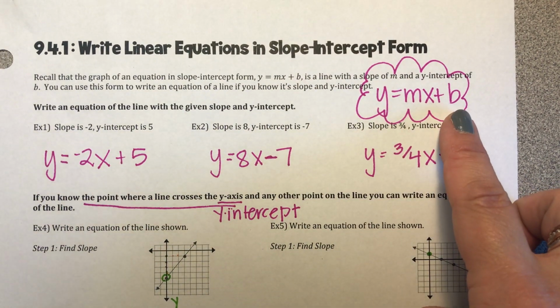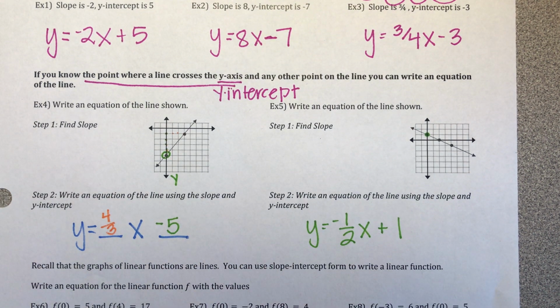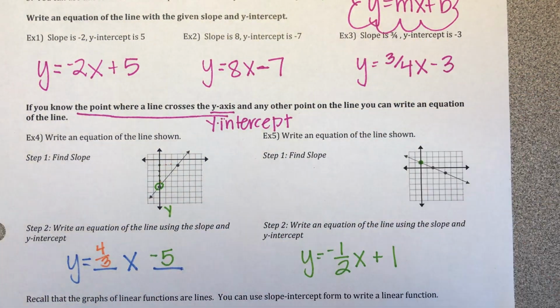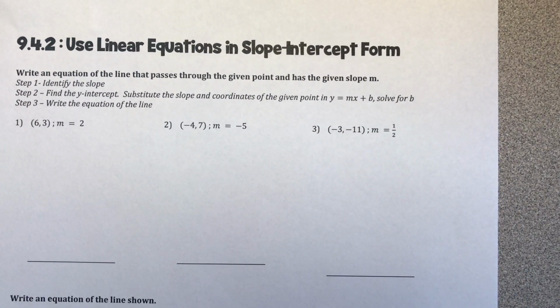Okay, y equals mx plus b. When you're given the point and the y-intercept, or 2 points, you can find the slope. Then we can write the equation in slope-intercept form. So let's look at section 2. This is the same concept, except this time we're not given the b, right? We're not going to be given the y-intercept. So we're going to have to use some equation solving skills to solve for b.